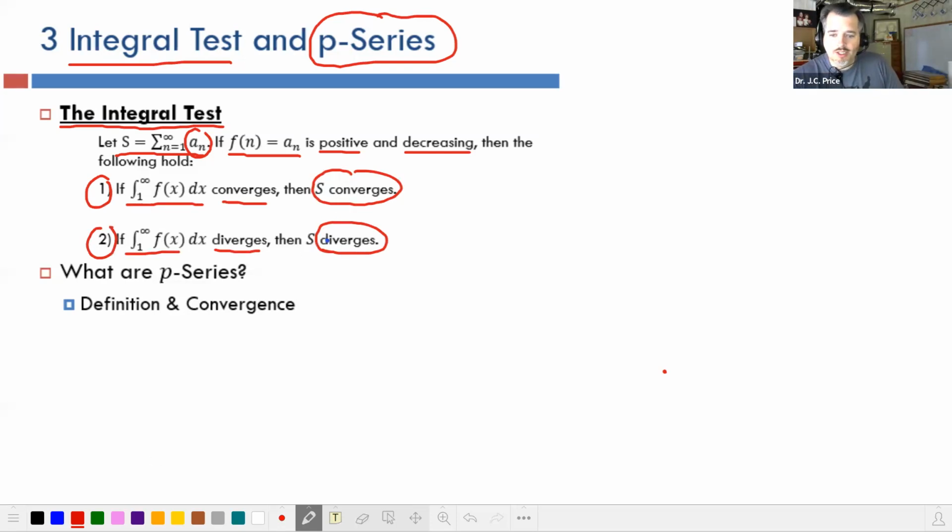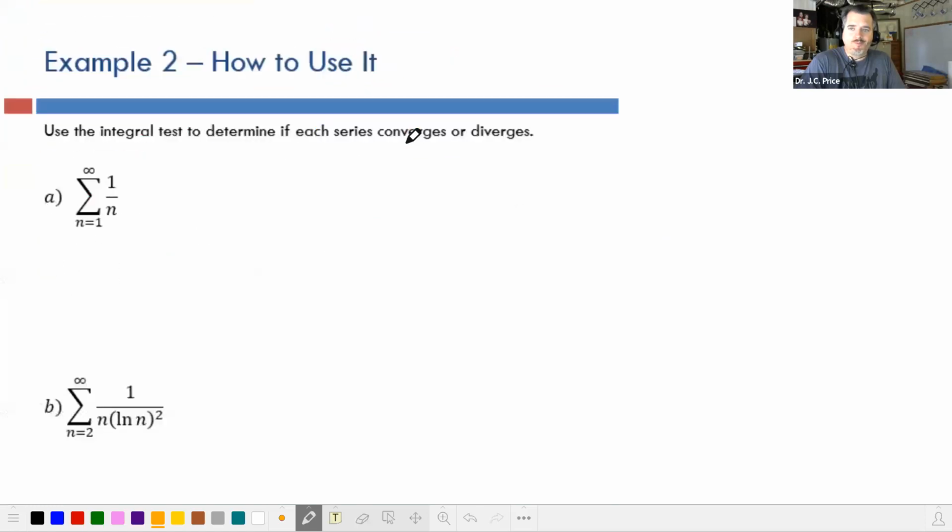So this is a nice little test. Of course, you can't use it on every single series. A series has to have positive terms, and the terms have to be decreasing. As to why it works, we'll find out in a little bit. But first, let's do some examples so I can show you how you use this test. We're going to use the integral test to determine if each series converges or diverges.